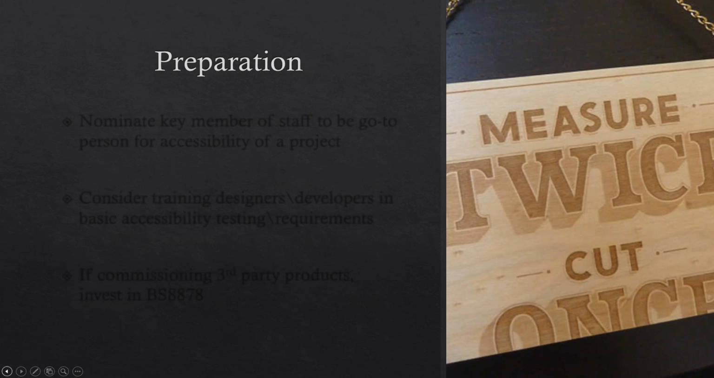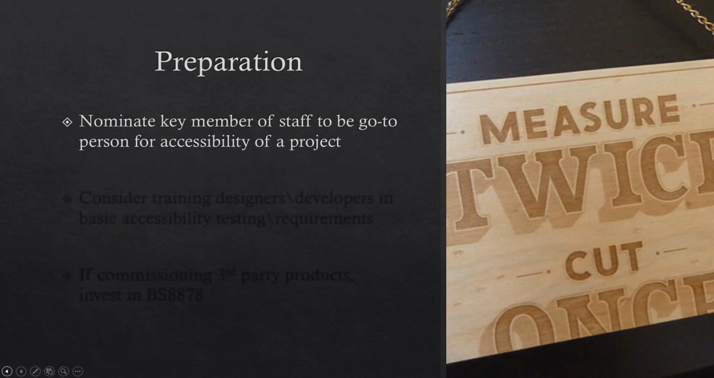In terms of practical advice I would give, if you're embarking on a project, it's useful to have a key member of staff to be the go-to person for accessibility of a project. That is, they are aware of what guidelines they need to follow, what difficulties people have had with the website or application in the past, if indeed it's a new version of a website or application. They can oversee accessibility testing and so on. It's just useful to have one point of call where all of the accessibility information can congregate and gather.